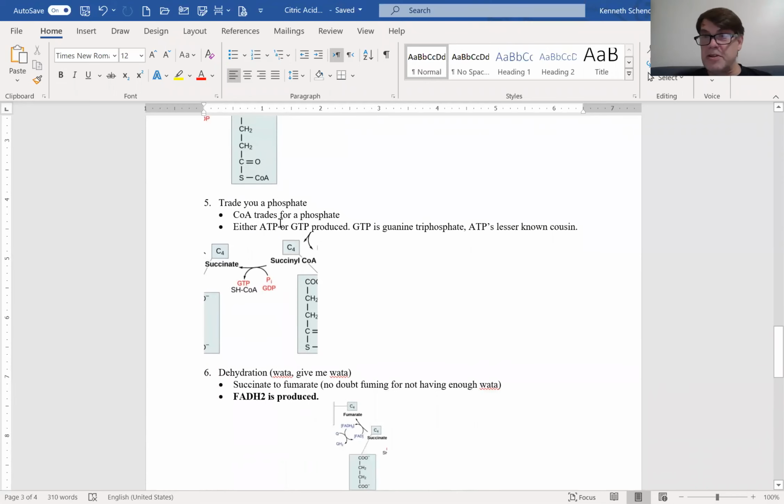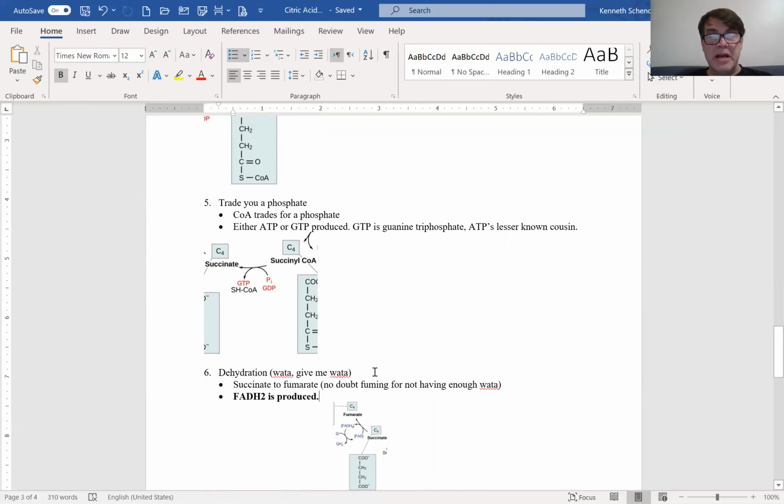So we trade off CoA, coenzyme A, for a phosphate. And at this point, it's going to produce either an ATP, adenosine triphosphate, or its lesser known cousin, guanine triphosphate, GTP. So depending on what kind of animal or what kind of cell it is, it's going to produce either an ATP or a GTP here. This is the guanine triphosphate.